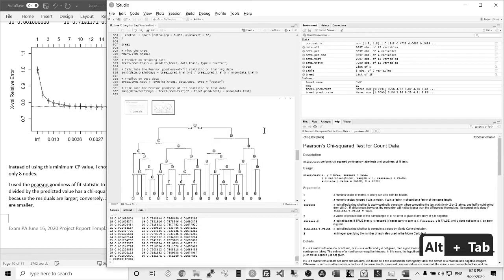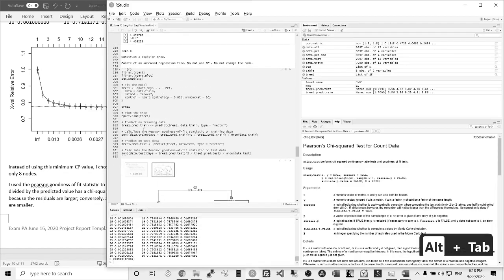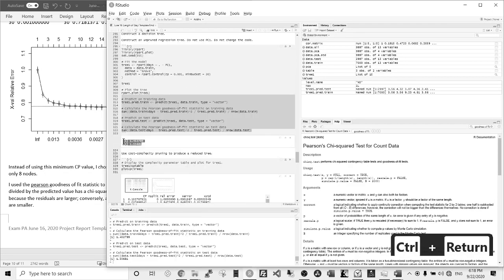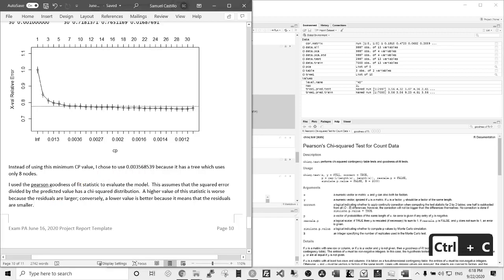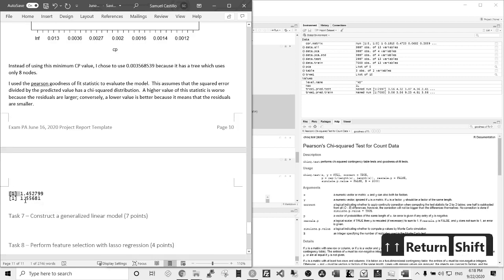So now I want to look at the chi-squared stat for the unpruned and pruned tree. So here it is on the training set and the test set. You can see on the training it's lower than on the test set, which is always going to be the case. So this is train and test.